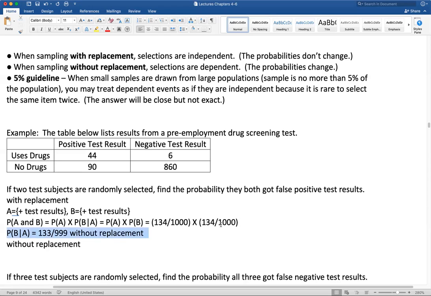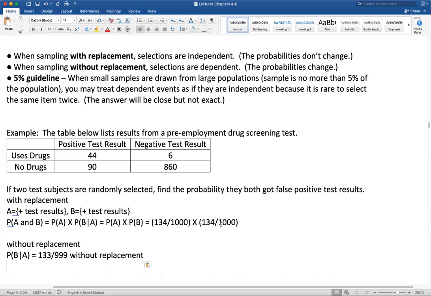So now what about this? Without replacement, the probability of A and B is equal to P of A times P of B given A, so we have to calculate the conditional probability. Without replacement, events A and B are not independent. It means that event A occurring affects the probability that B occurs. This is going to be 134 over 1000 times 133 divided by 999.